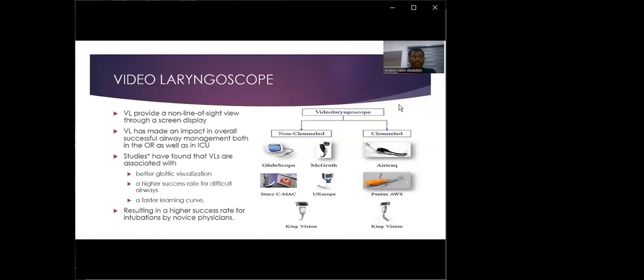And studies have found that video laryngoscopes are associated with better glottic visualization, unlike the direct laryngoscope, and they provide a higher success rate for difficult airways because the laryngoscopic view is 60 to 80 or 90 degrees, unlike the conventional laryngoscope that provides just around 15 degrees, and then has a faster learning curve, resulting in a higher success rate for intubation even by the novice physicians.